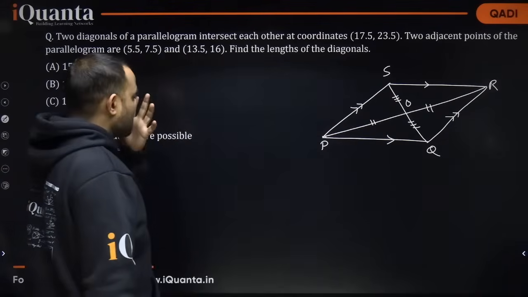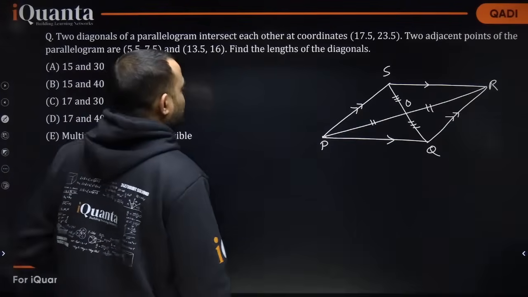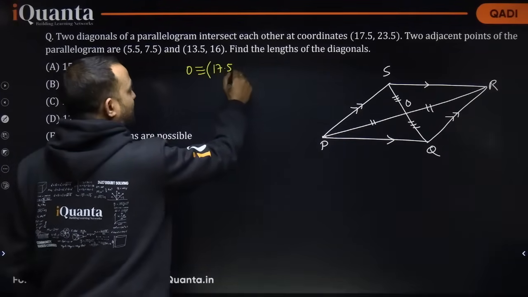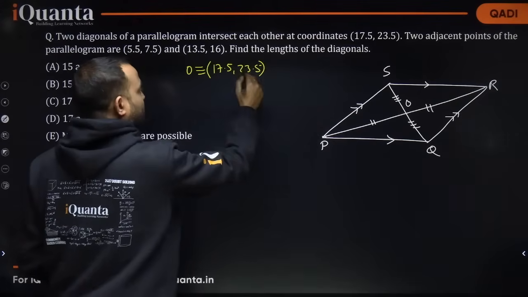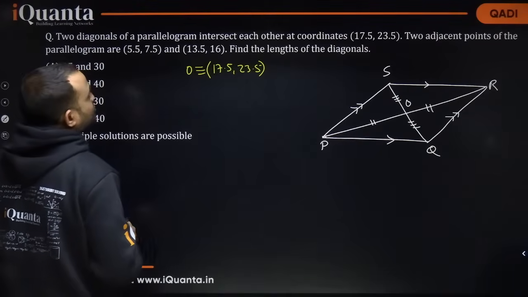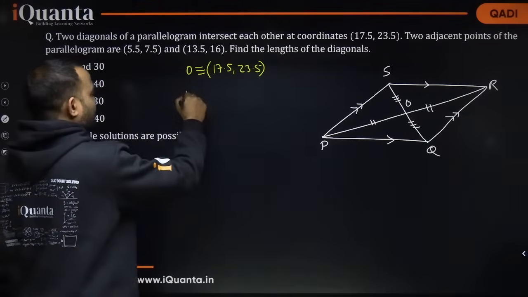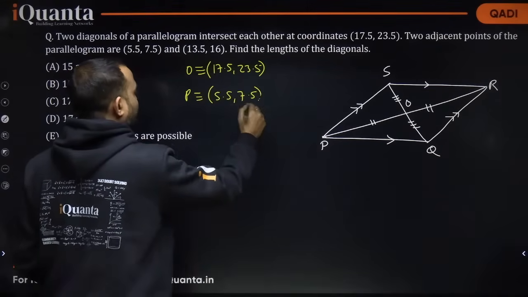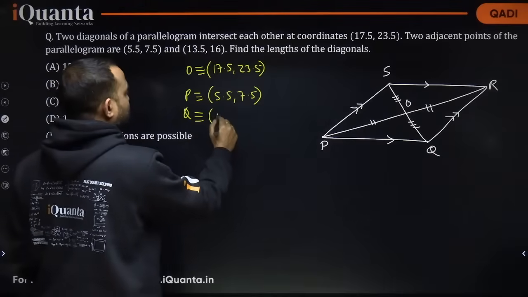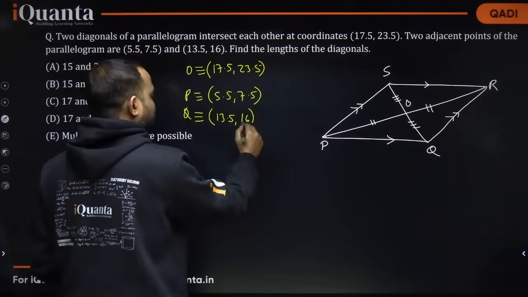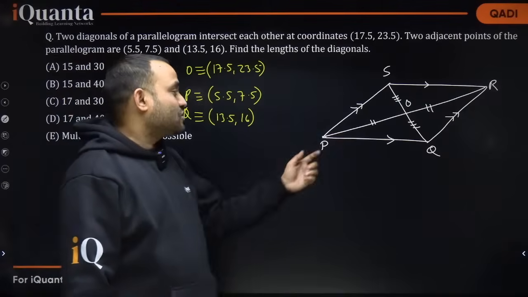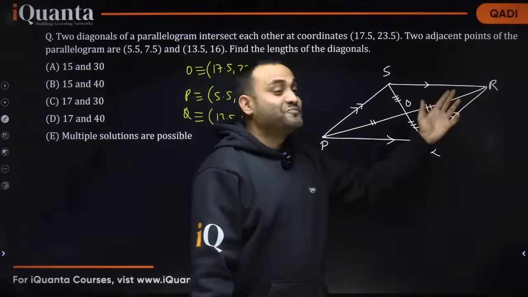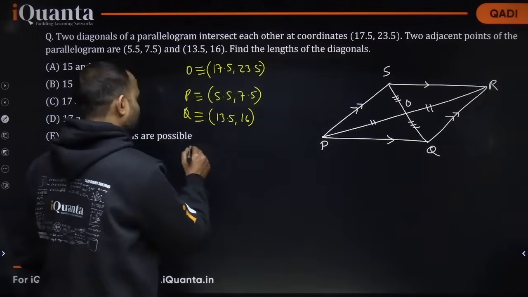Now it says the coordinates of O are given. What is O? The coordinates of O are 17.5, 23.5. Then it says two adjacent points, P and Q. Coordinates of P are 5.5 and 7.5. Coordinates of Q are 13.5 and 16. So if I find the length of OP, then I can take double of that. That will be the length of PR, one of the diagonals. What will be the length of OP?